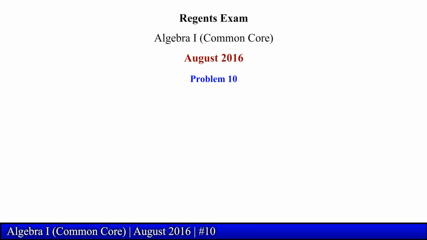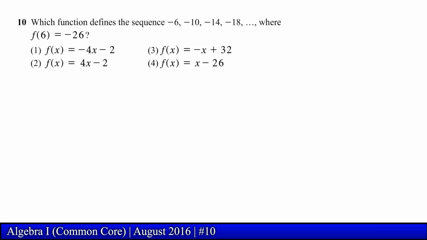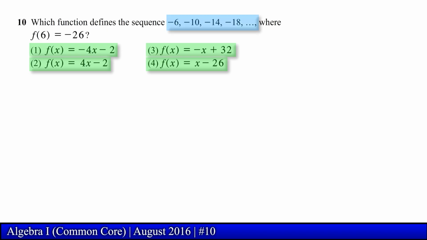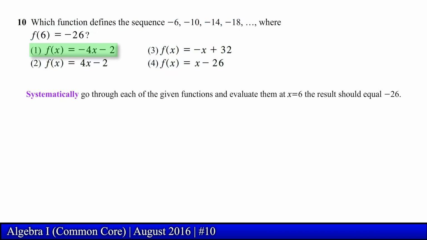Regents Exam, Algebra I, August 2016, problem number 10. Which function defines the sequence -6, -10, -14, -18, and so on, where f of 6 is equal to -26? In this problem, we are asked to determine which function corresponds to the given sequence, knowing that f of 6 is equal to -26.